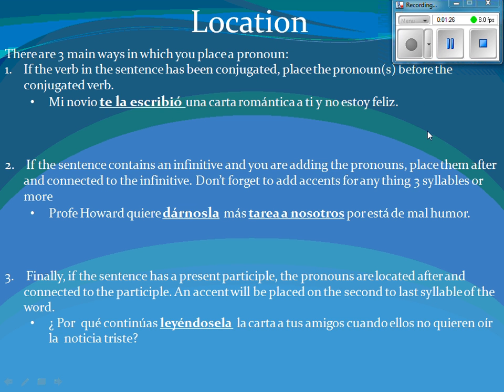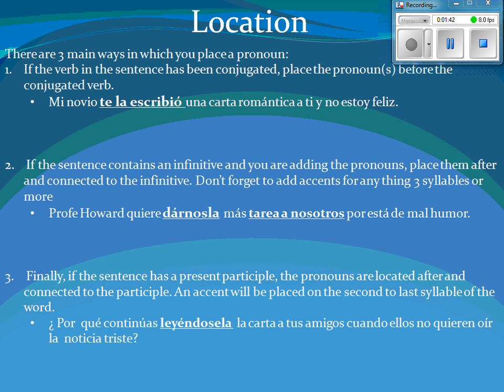If the sentence contains an infinitive and you are adding the pronouns, place them after and connected to the infinitive. Do not forget to add accents for anything 3 syllables or longer. Profe Howard quiere darnos la más tarea a nosotros por estar de mal humor.